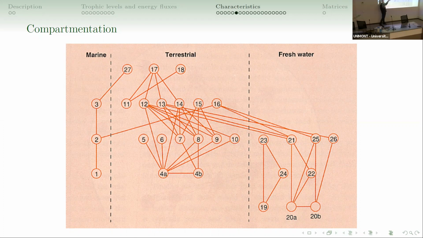Compare this with a given food web that has enough links between compartments that you could not differentiate three modules. That would be more complex. And we have just agreed that more complexity is more stable. Yeah, but then it contradicts everything we have just said until now, no?